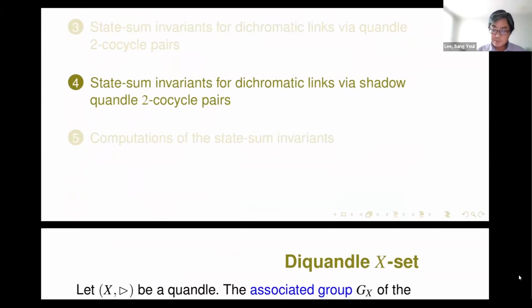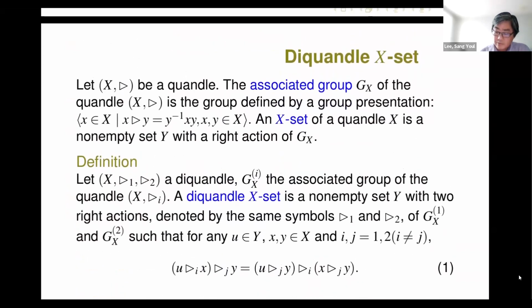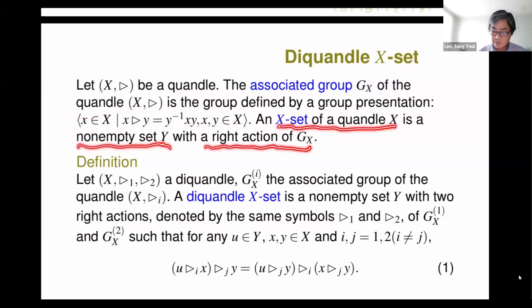Now I want to generalize this construction by using the shadow quandle 2 cocycle pairs. To do this, we need the notion of a diquandle X set. X with triangle is the quandle, and as you know, the associated group of this quandle is a group defined by this group presentation. Then for a quandle X, an X set is a non-empty set Y with the right action of this associated group. Similarly, we can define a diquandle X set like this.